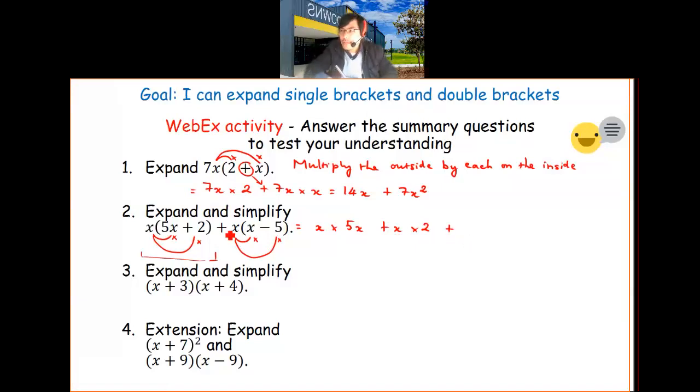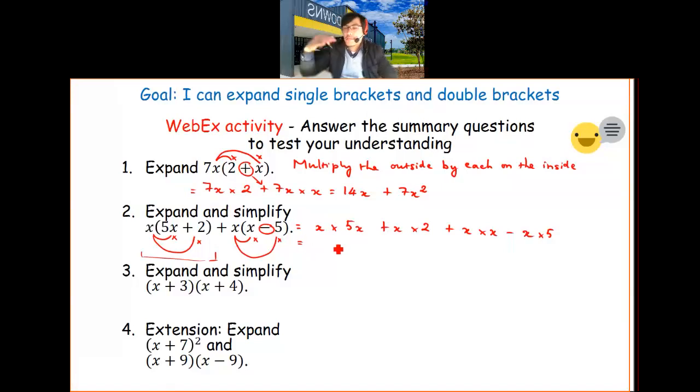So here we have plus x times x. Then we bring the minus sign out, minus x times 5. I can see Larissa put it in the chat before me there. Well done. And now we're just going to simplify things.